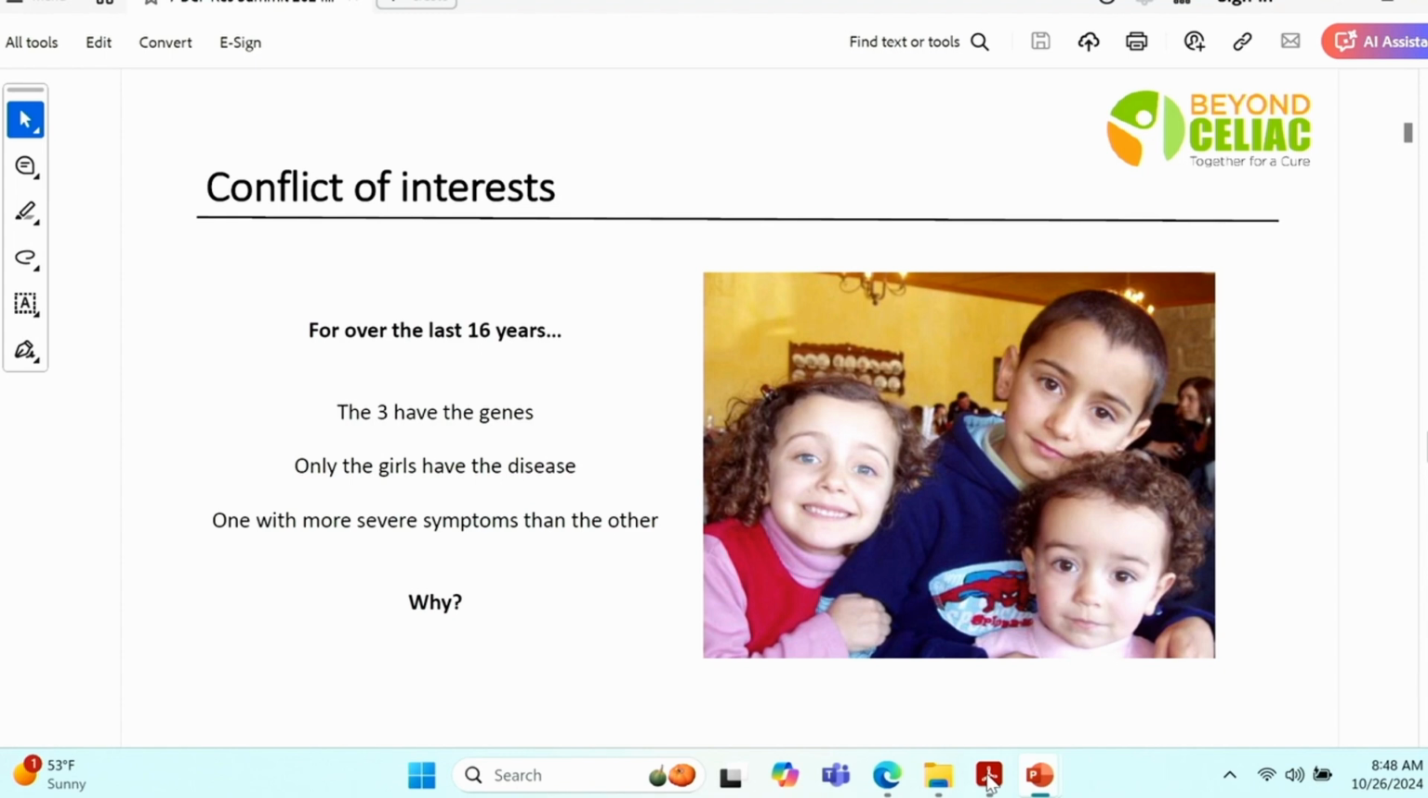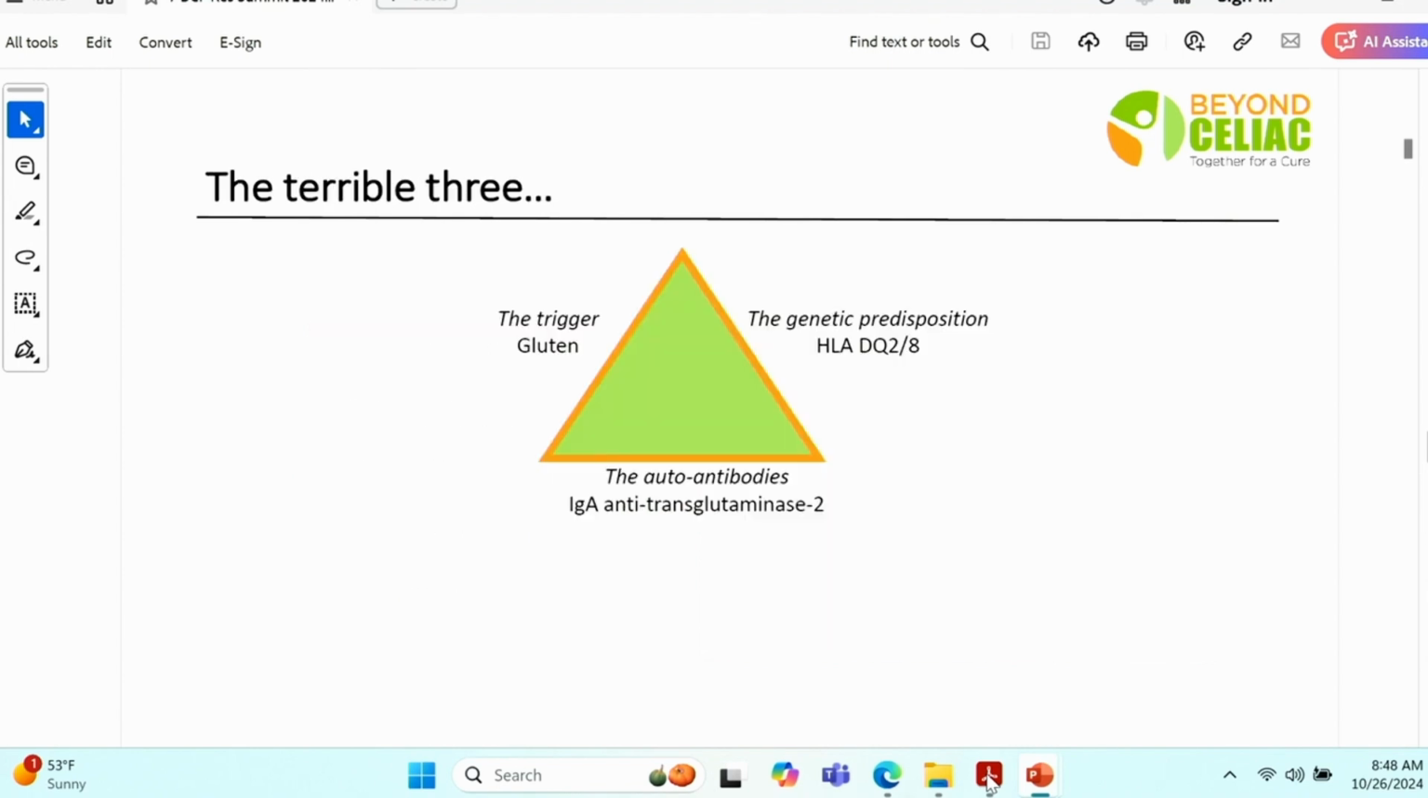I'm not a celiac patient, but my 2 youngest kids, that you see there in the photo, have celiac disease, and the boy doesn't. The 3 of them have the genes, and only the girls have the disease. Even between them, one has more severe symptoms than the other. So I wondered why. As a microbiologist, I started thinking maybe... so this is the terrible 3.